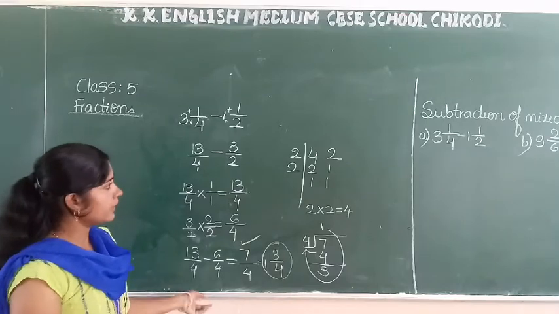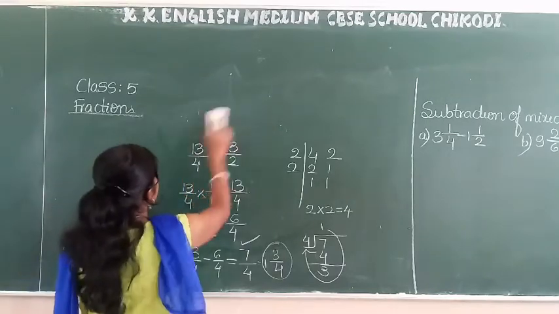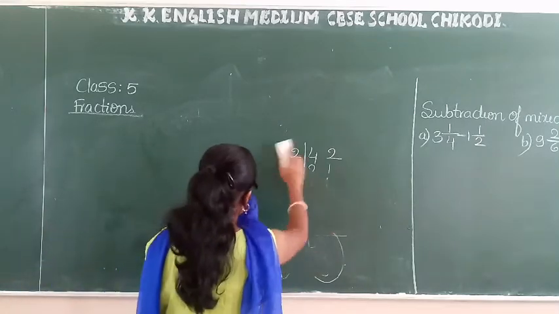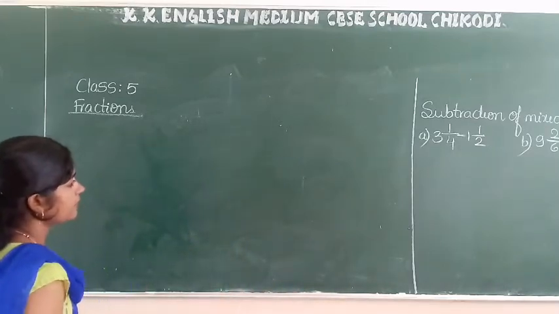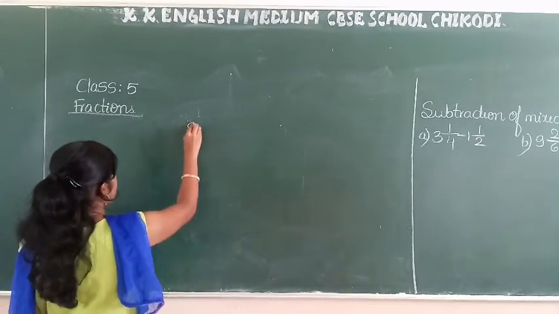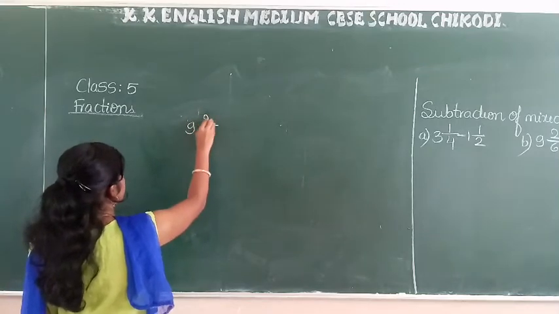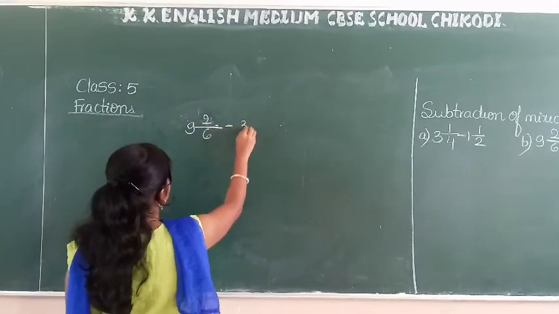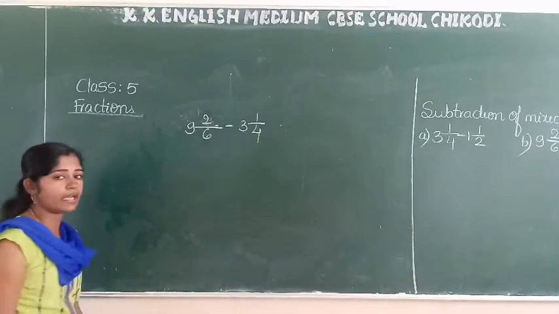Okay, then I will take one more example. 9 integer 2 by 6 minus 3 integer 1 by 4. What do I have to do here?